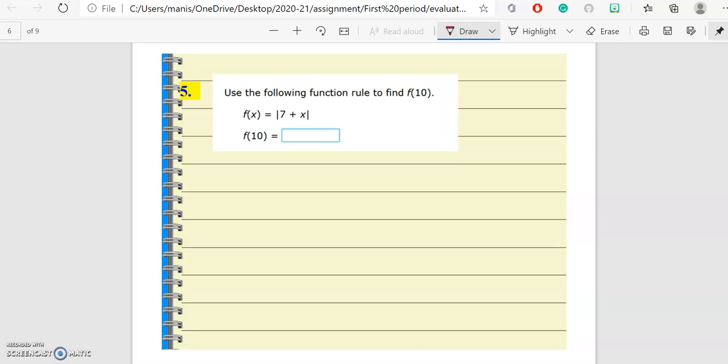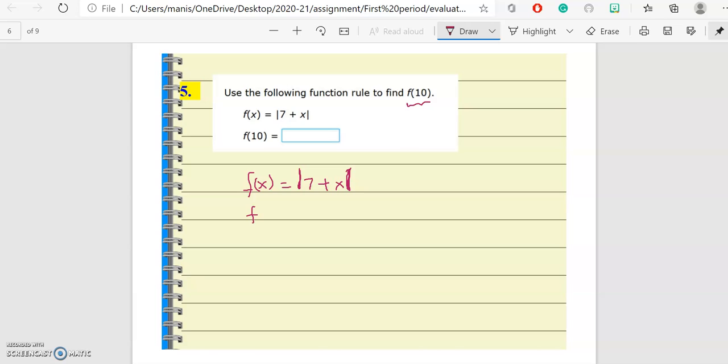Question number 5 says use the following function rule to find f of 10. And we have been given the function rule as f of x is equal to absolute value of 7 plus x. Now in simple words, whenever you see any term between these absolute value symbols, your answer is always positive. This we have learned in your previous class. So let's keep it like this.